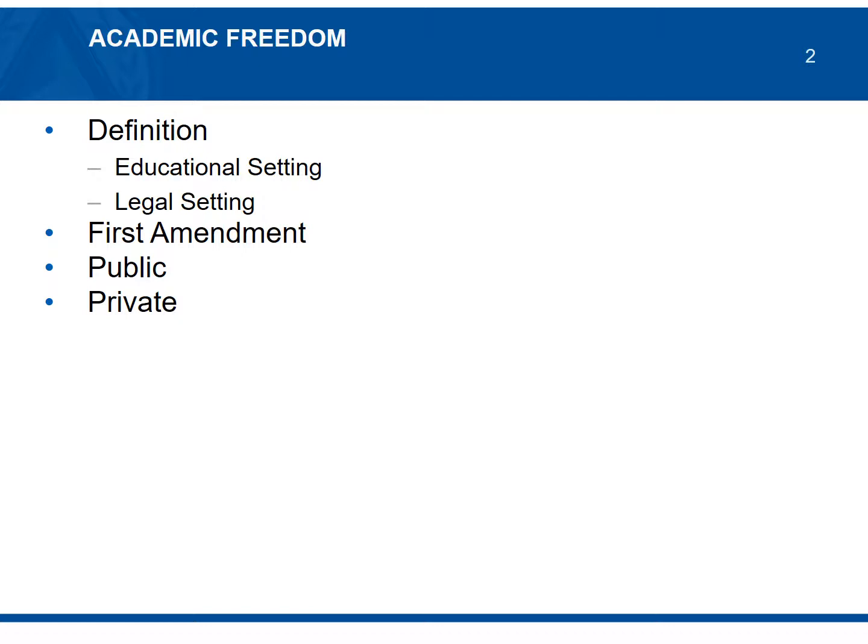Thirdly, faculty are both private citizens as well as employees of higher education institutions, and as a result, institutions and faculty should recognize and honor the difference between speaking as a citizen and speaking on behalf of the institution.